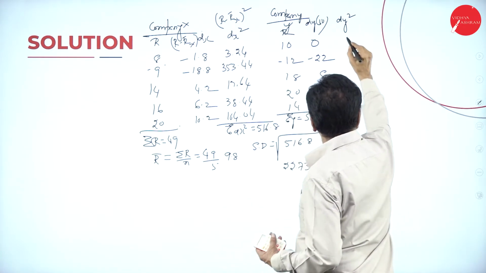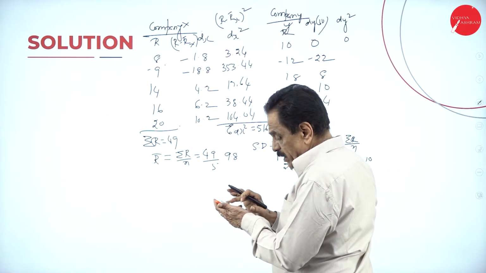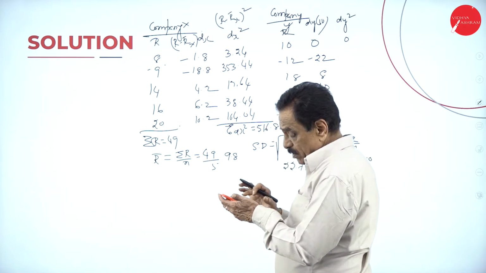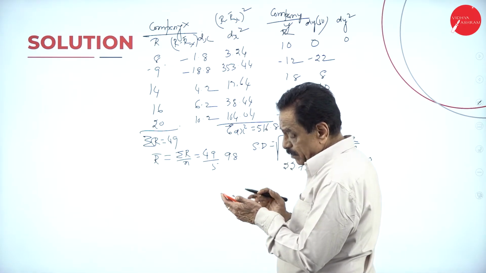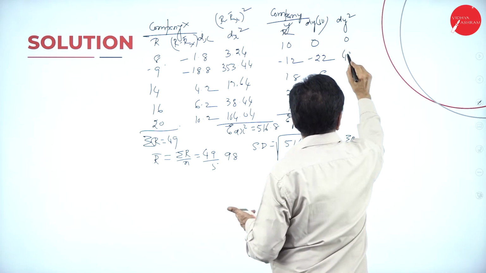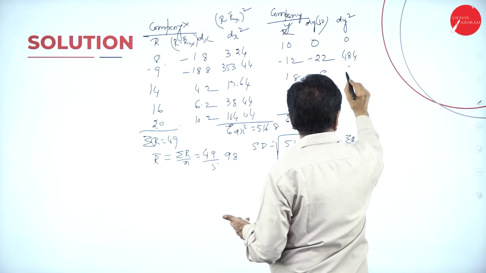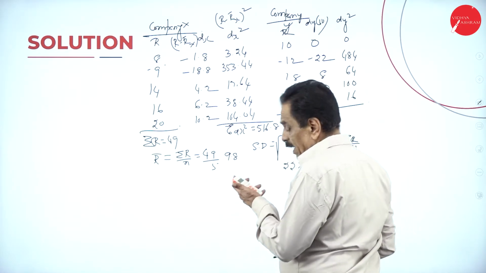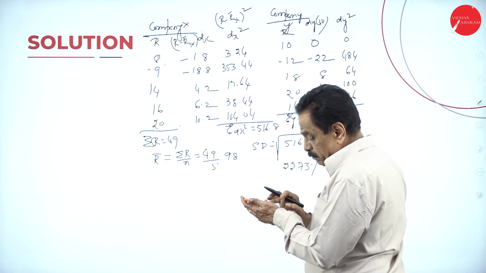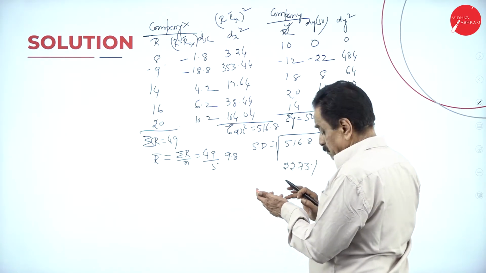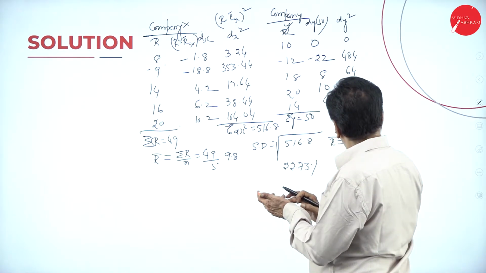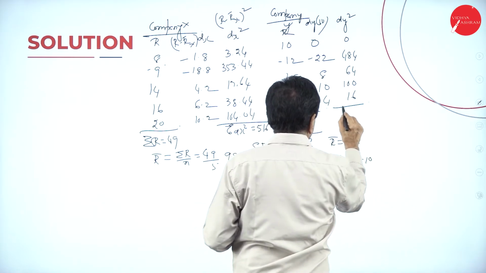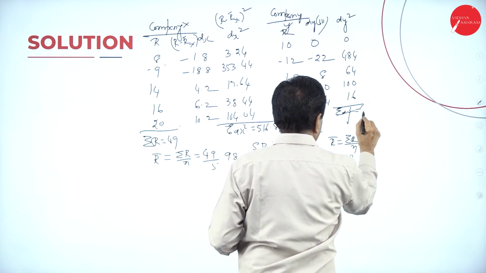So this is 0. 22 into 22 is 484. Then 64, 100, 16. Add the figures. 484 plus 64 plus 100 plus 16 is 664. Sigma dy square is 664.